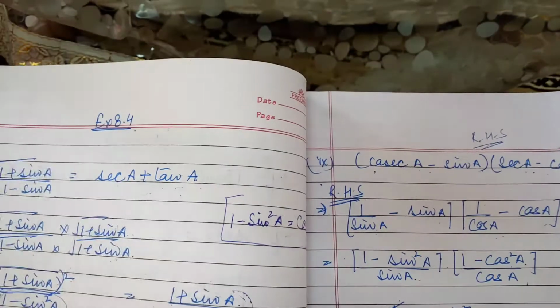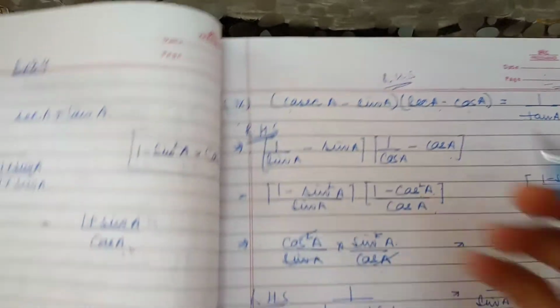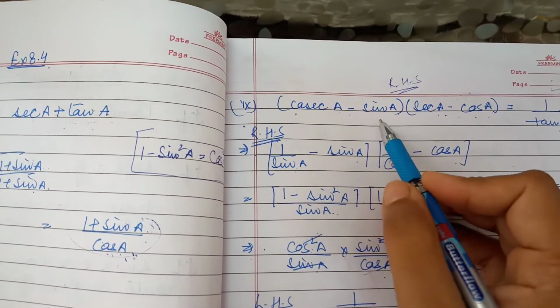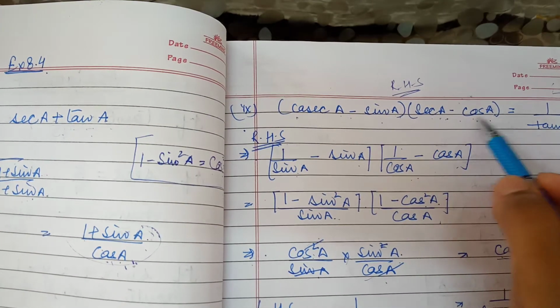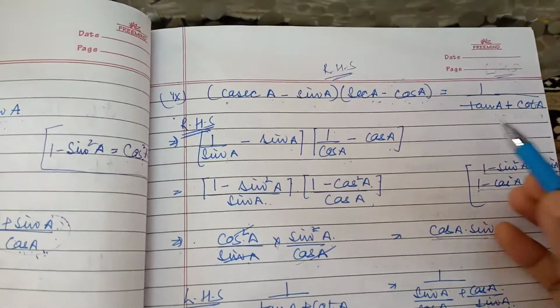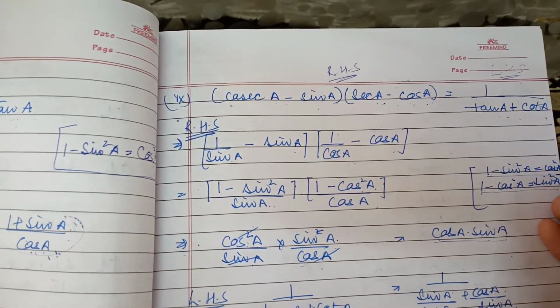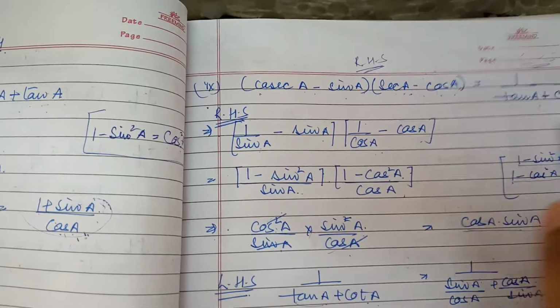This is the 9th part. In the 9th part, the question is that (cosecant A minus sin A) into (secant A minus cot A) is equal to 1 upon (tan A plus cot A). Now this we have to prove. So how can we do that?